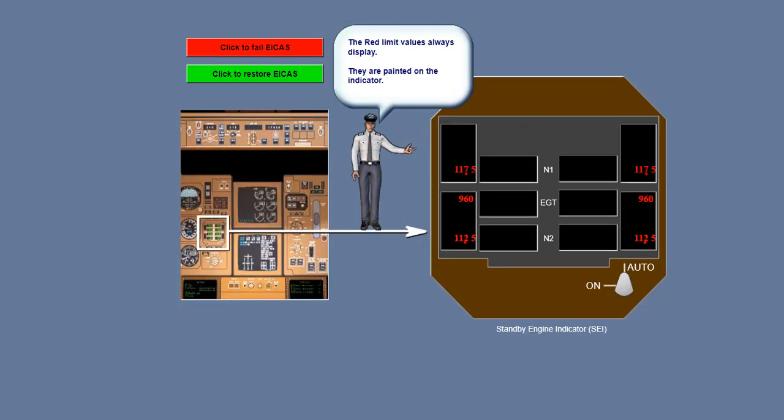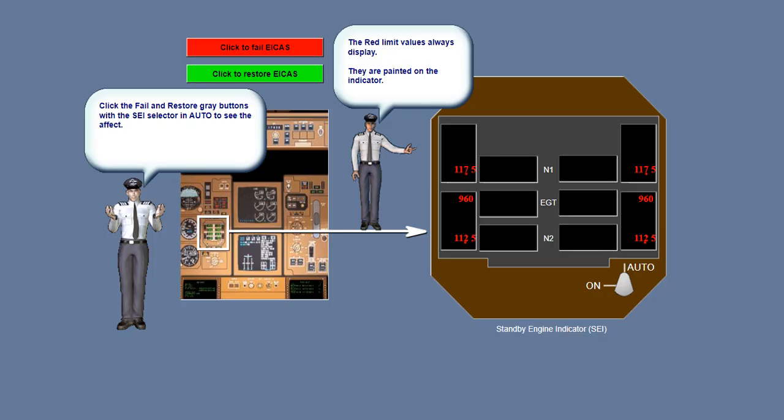The indicator has a selector that allows the display to be turned on for test purposes, but is normally selected to the auto position to blank the indications. With the selector in auto, the standby engine indications automatically display when AC power is lost, or either CRT failed and status selected on the ground, EICAS has failed.